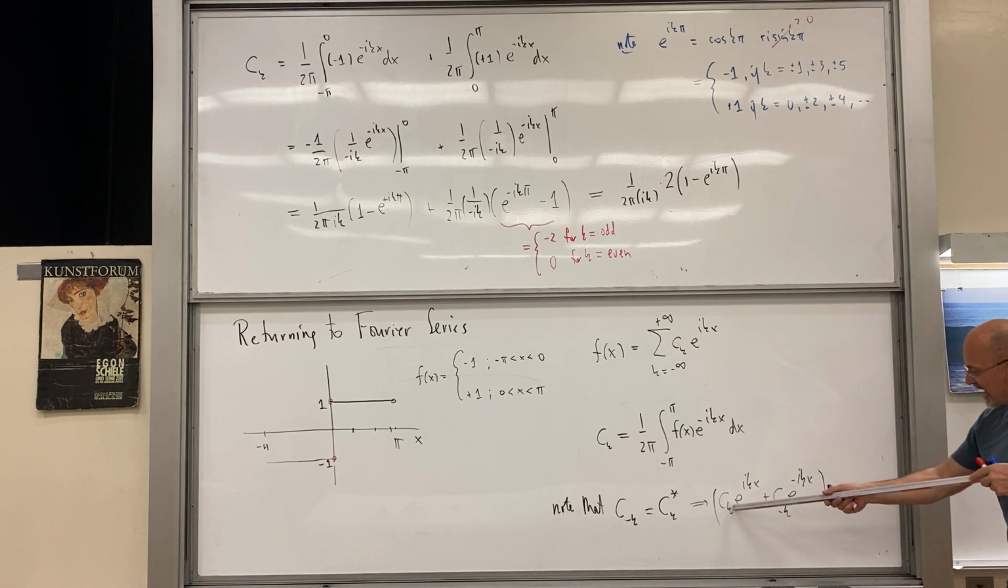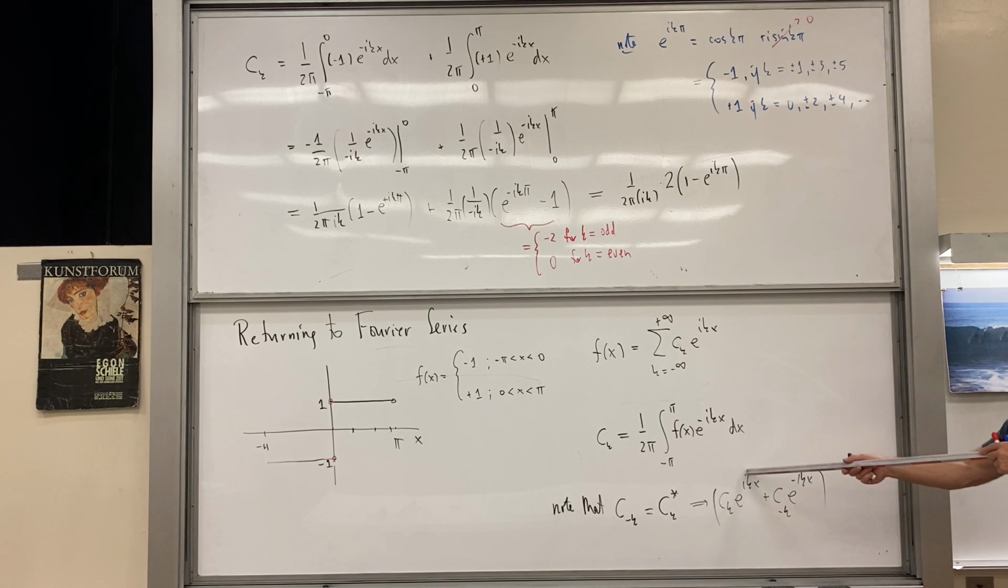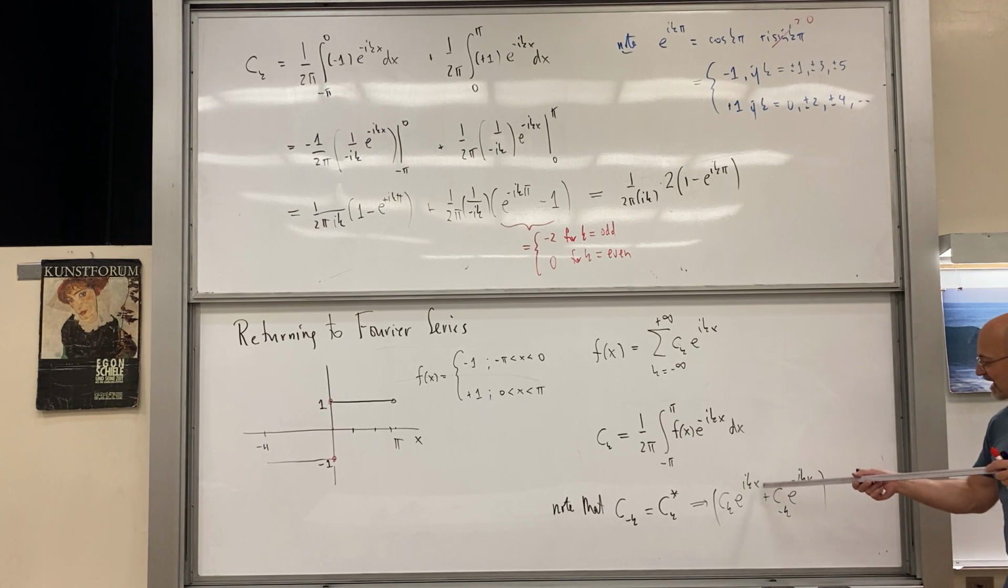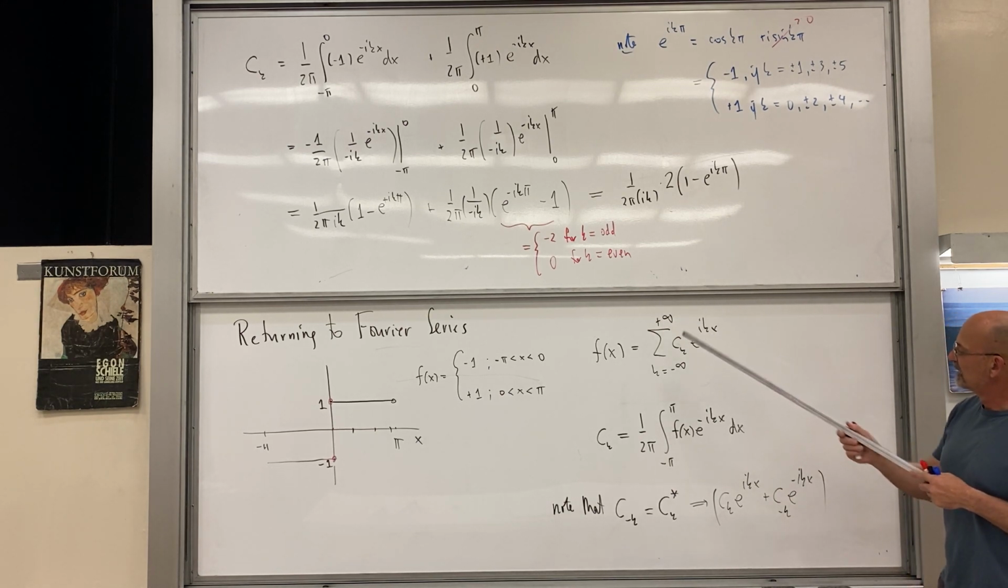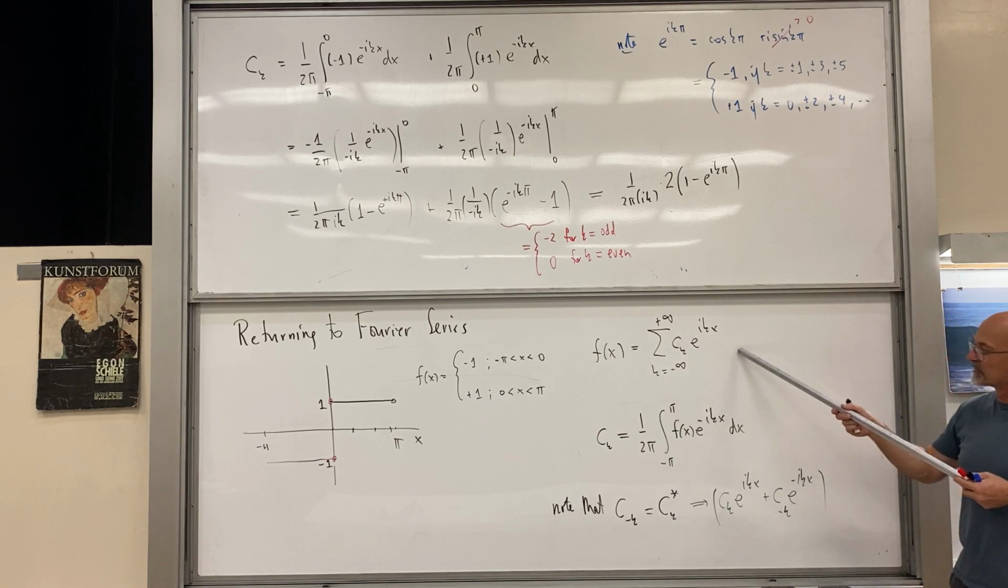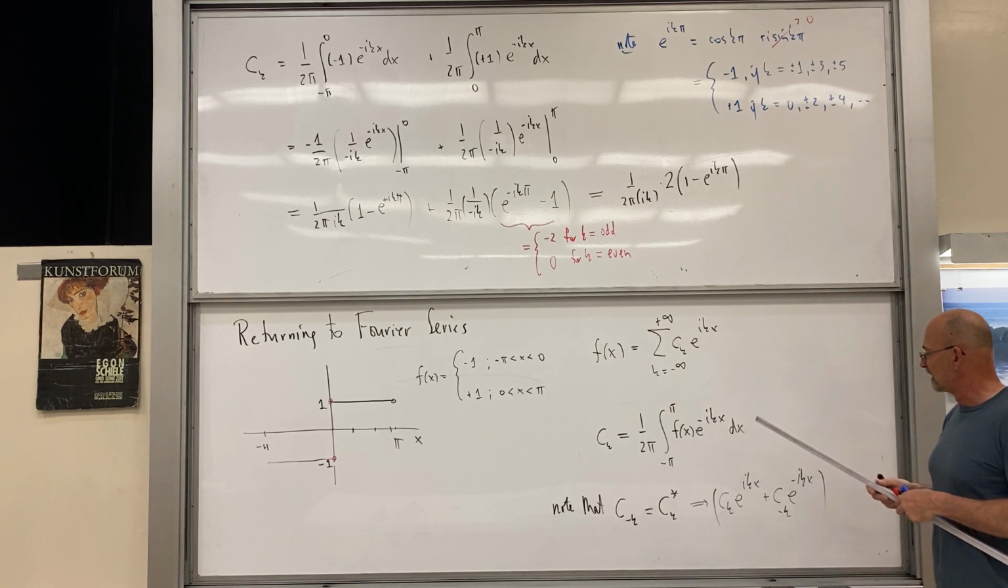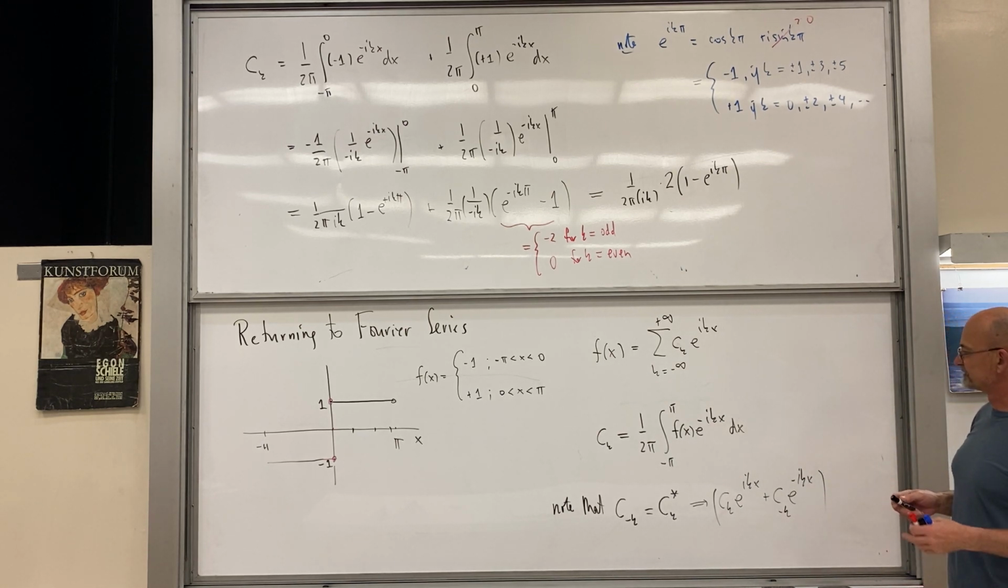And the same thing's going to happen on this level. Your C sub k e to the i kx plus C sub negative k e to the minus i kx is going to turn into a sine function. And so the result of the whole thing is going to be real. Okay, so this is complex. The result is going to be a summation of sines.